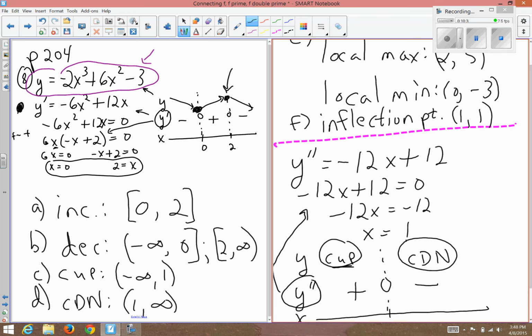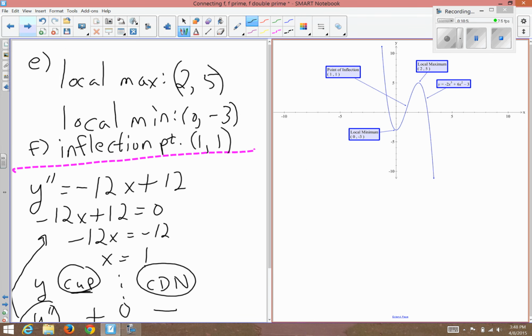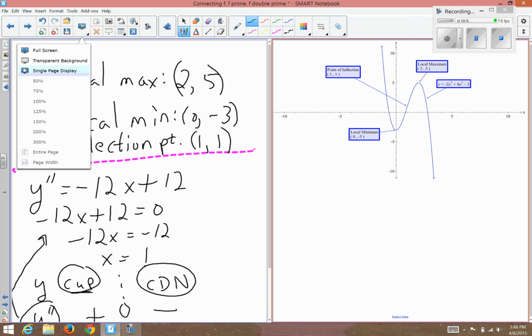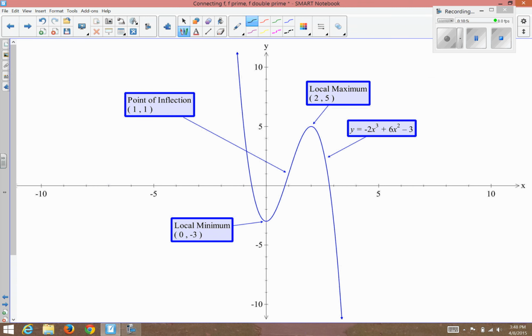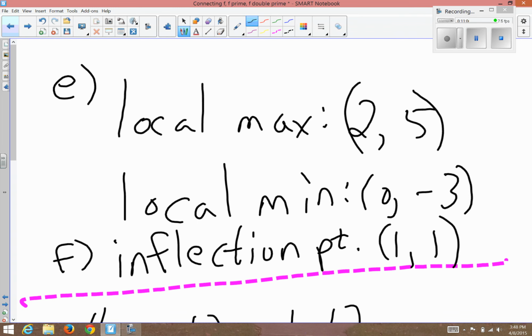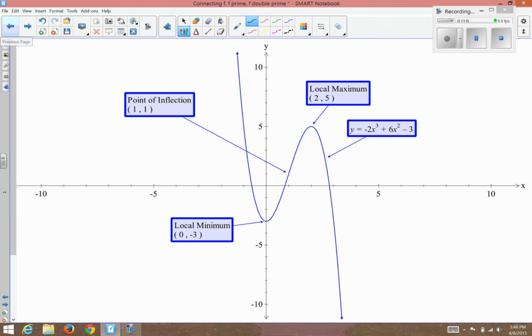All of this was done without a calculator. We just had some arithmetic to do to get the y values. We also did some arithmetic to get the signs, the pluses and the minuses. Easy arithmetic. All of these results can be seen on a graph. It did not say to graph this, but if you look at a graph, you'll see all of the things we just found. The local maximum, the local minimum, 2, 5, 0, negative 3. I think that's what we wrote. Also, inflection point 1, 1.